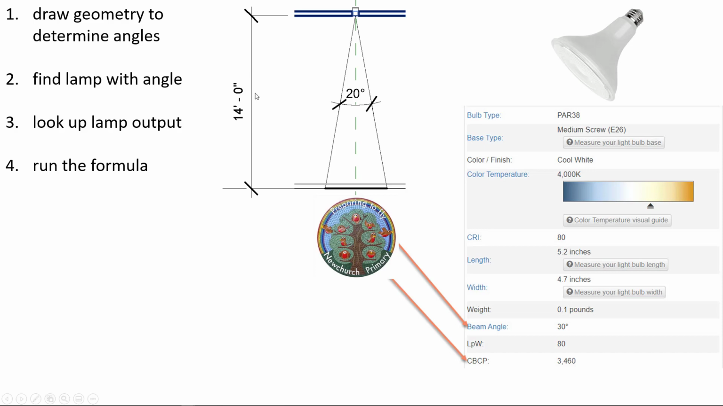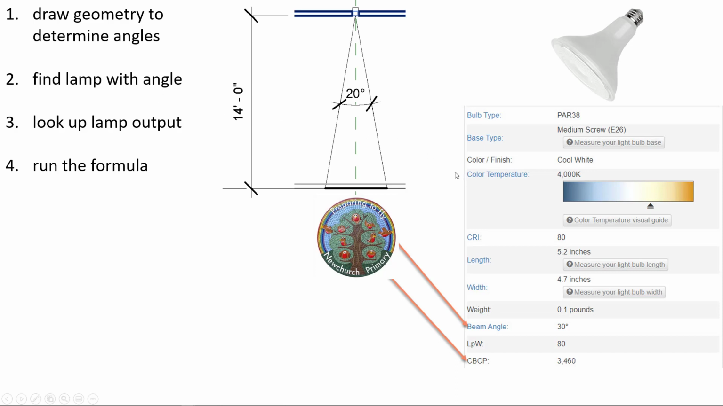So I've drawn up a 14-foot ceiling height. I put in a light fixture. I figured out that the diameter of my mural is whatever it is, 5 feet or something. So it ends up with a 20-degree angle. That angle is really the thing that makes the difference, because now I can go shopping.